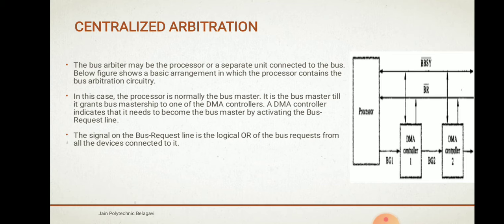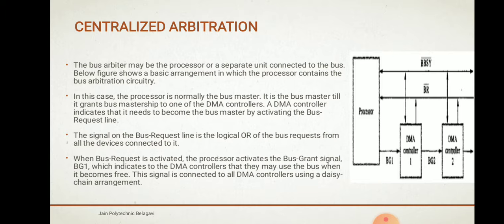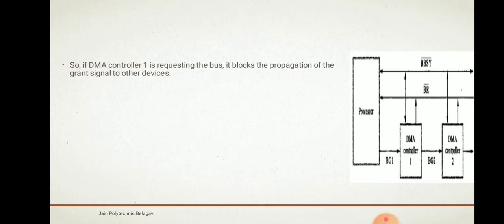The signal on the bus request line is the logical OR of the bus requests from all the devices connected to it. Now, when bus request is activated, the processor will activate a bus grant signal, that is BG1, which indicates to the DMA controller that it may use the bus when it becomes free. This signal is connected to all DMA controllers using a daisy chain arrangement. So if a DMA controller is requesting the bus, it blocks the propagation of the grant signal to other devices, so that other devices do not get access to the bus.